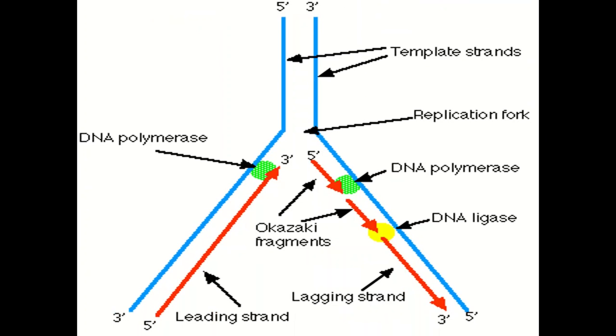Now this is the diagram which is given in your NCERT textbook. Here you are seeing the Y-shaped structure. This is the replication fork. In this the two strands are there, template strands, and here you are seeing the newly synthesized strands, that is the leading strand, and the other is the lagging strand. The lagging strand is in small fragments which are called Okazaki fragments, and these Okazaki fragments are further joined by DNA ligase to form a complete strand.